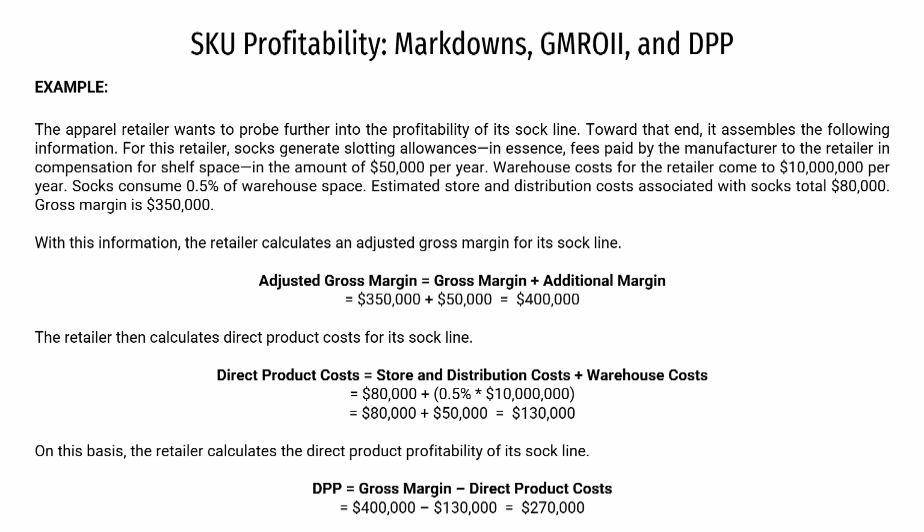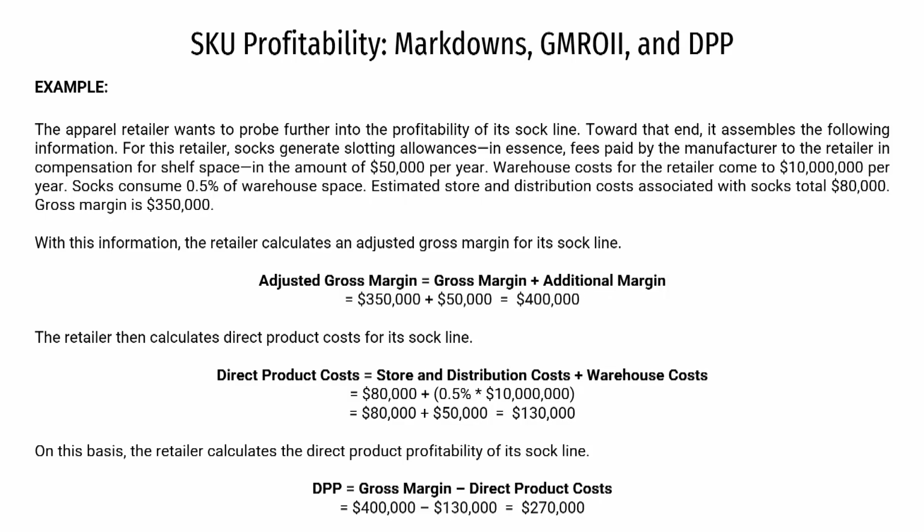cost. And gross margin is not the simple gross margin, it is the adjusted gross margin, because we are also adding the other incentive that is being derived because of selling the product, maybe in terms of rebates. So, let us look at the concept with an example. The apparel retailer wants to probe further into the profitability of its stock line. That is the example that we took in the last class. So, I am just extending the same example.